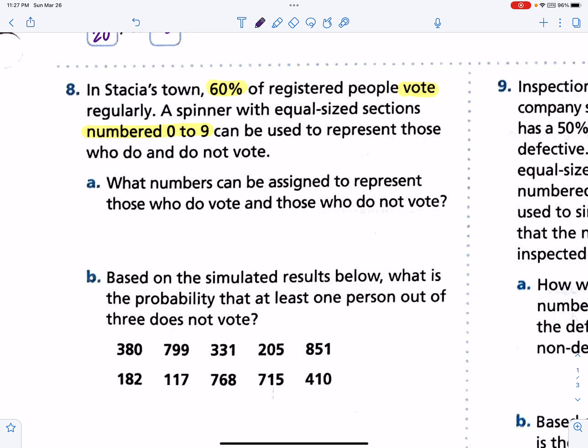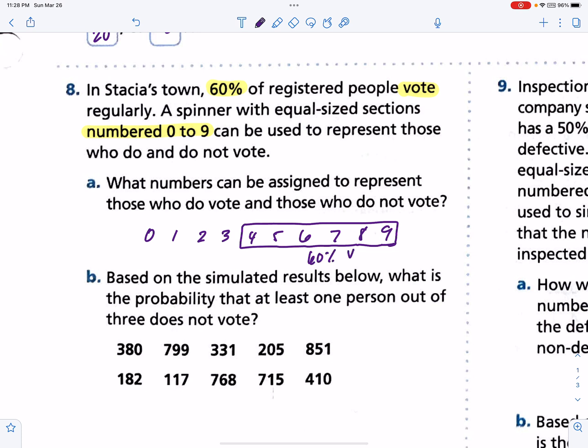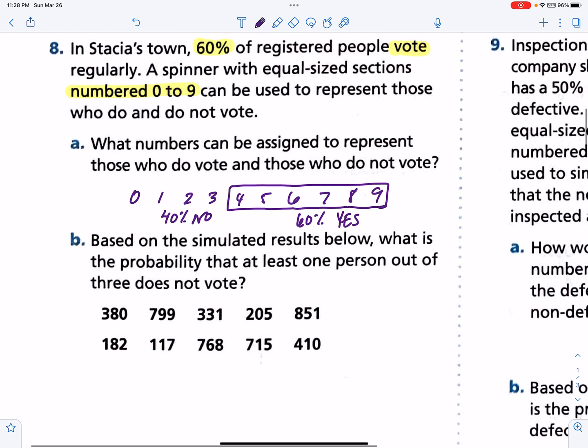So same thing, I'm going to go ahead and list my numbers, 0, 1, 2, 3, 4, 5, 6, 7, 8, 9. I'm going to let the higher numbers be the positive, so 60% vote, so that's 1, 2, 3, 4, 5, 60%. So 60% are yes voters, and then we have our complementary there of no, do not vote. Okay, so what numbers can be assigned to represent those? I just listed them. There we go.